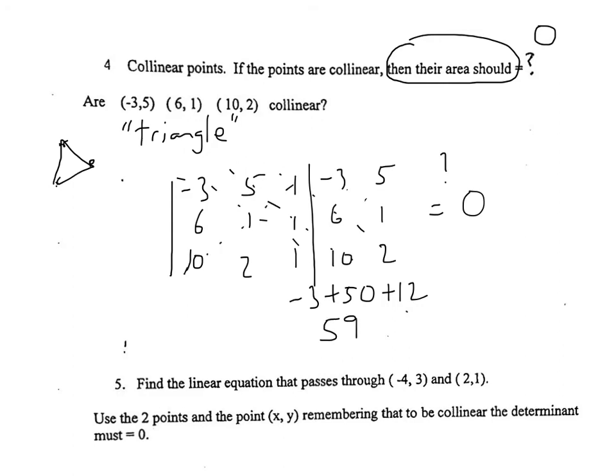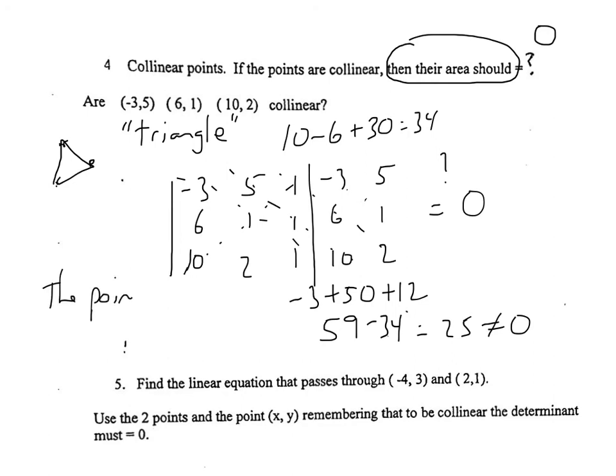And the other way I get 10 minus 6 plus 30. So 34. So 59 minus 34 is 25. So not 0. So I would say, for my final answer, the points are not collinear. If it did turn out to be 0, then I could say that they are.